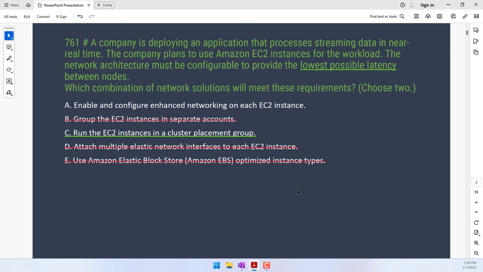A data analytics company has 80 offices that are distributed globally. Each office hosts 1 petabyte of data and has between 1 and 2 Gbps of internet bandwidth. The company needs to perform a one-time migration of a large amount of data from its offices to S3. The company must complete the migration within 4 weeks. Which solution is most cost-effective? Well, first of all, 1 petabyte of data in 4 weeks with 1-2 Gbps is not going to work out. That is for sure.